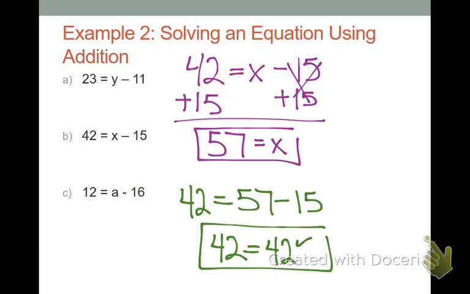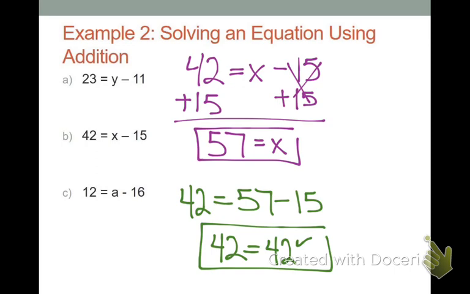So just the substitution is not enough. Okay, yes, you've proven to me you can substitute, but have you actually checked it? Have you actually simplified that 57 minus 15 to make sure that it equals 42? That's the actual checking part.